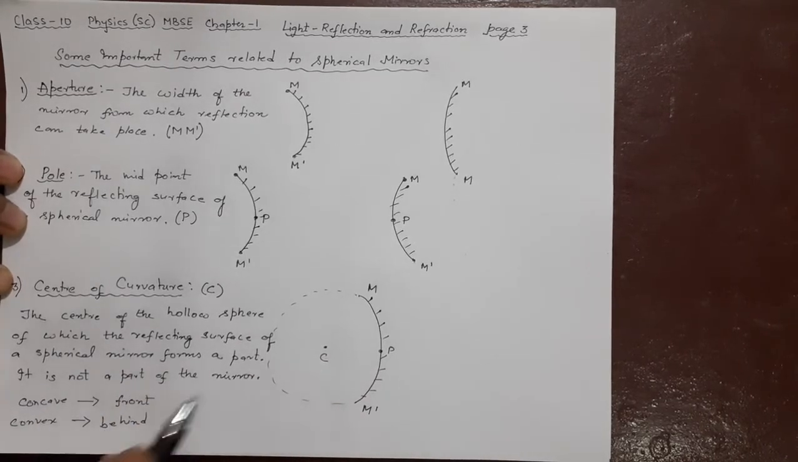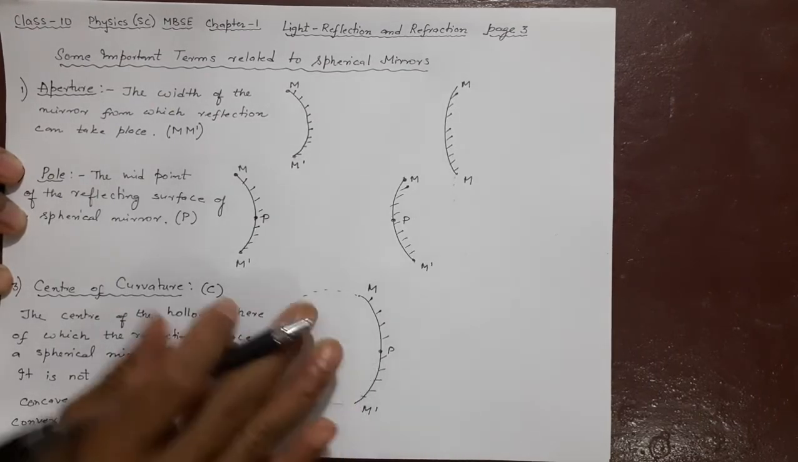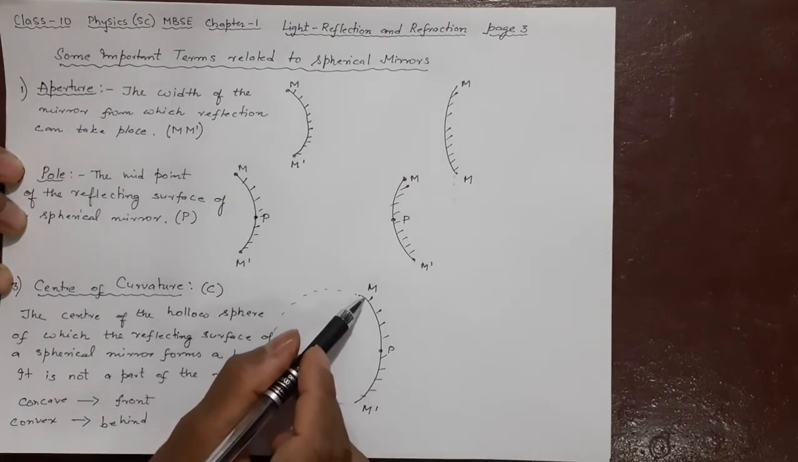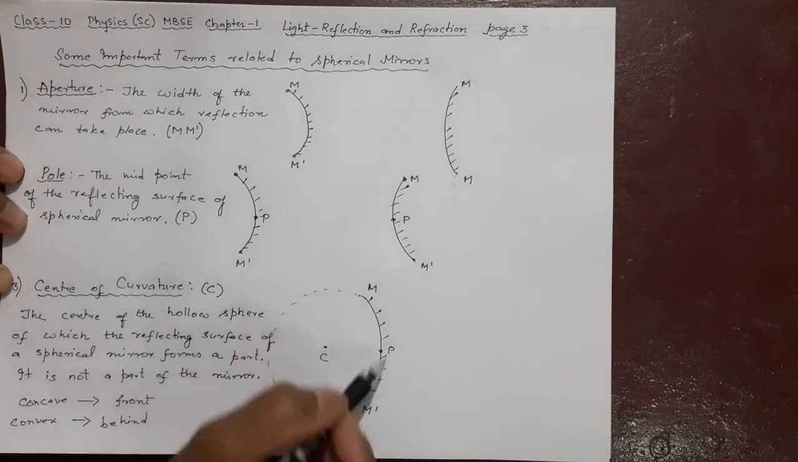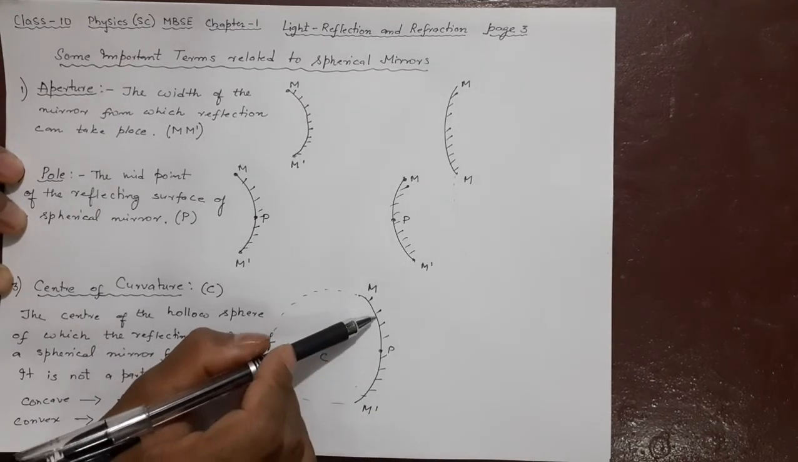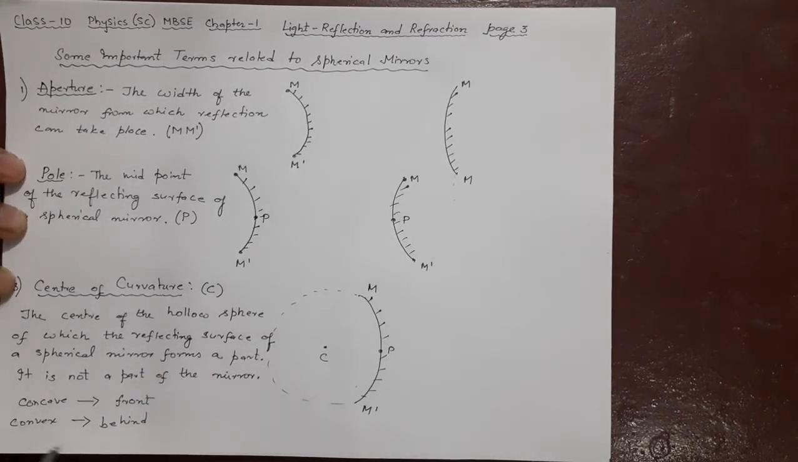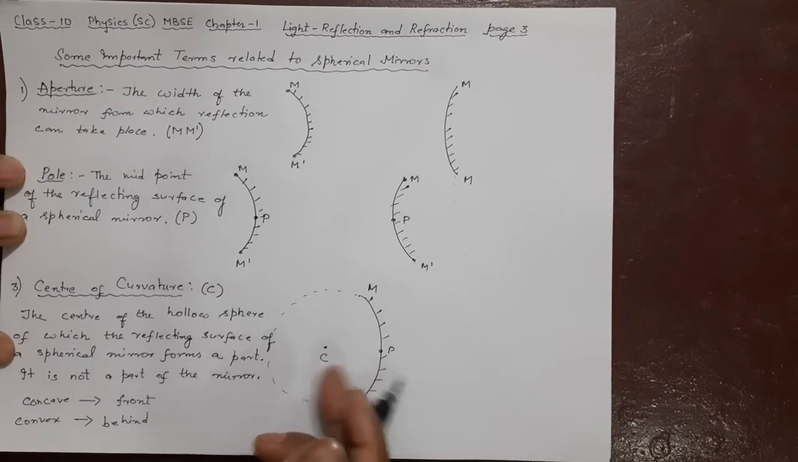One very important thing is that the center of curvature is not exactly inside the mirror. The mirror does not contain this. The mirror will contain the aperture and the pole, but inside the mirror you cannot point and show here is the center. It will always be outside. This is very important. And for a concave mirror, it is behind, the front being this side.